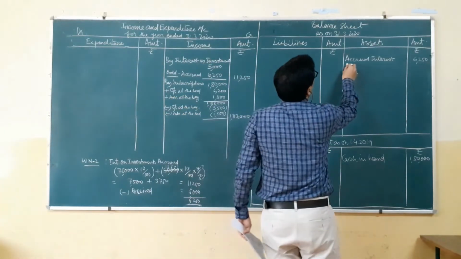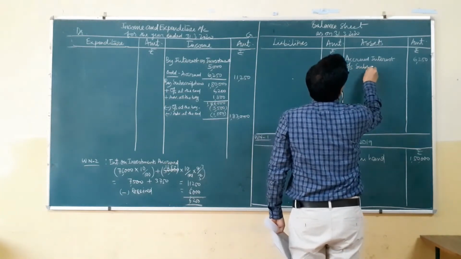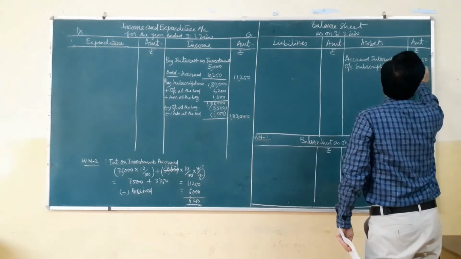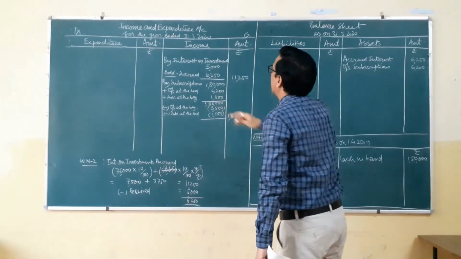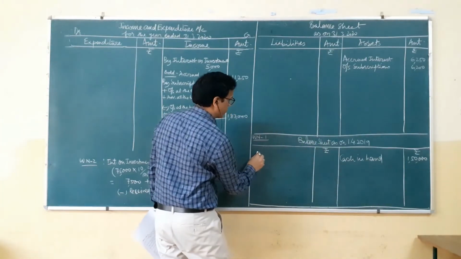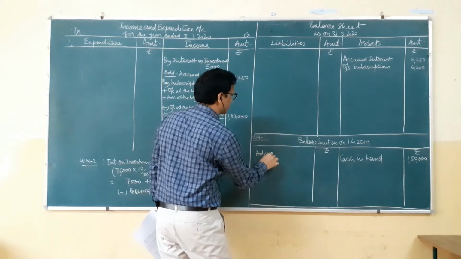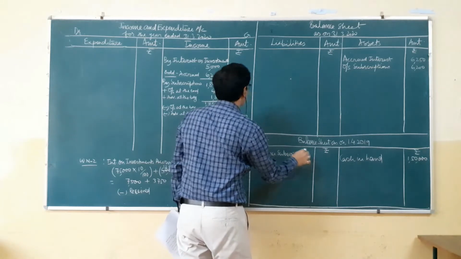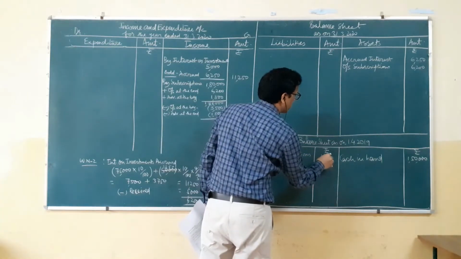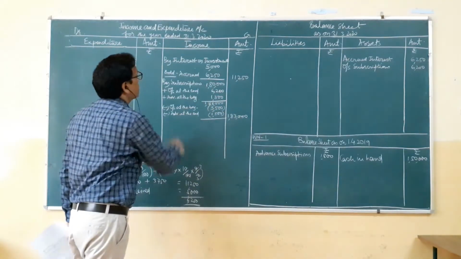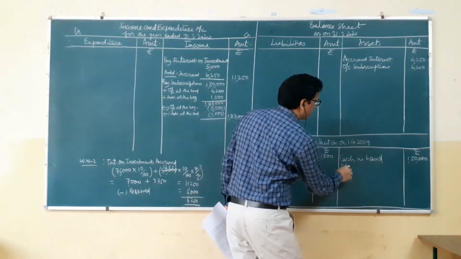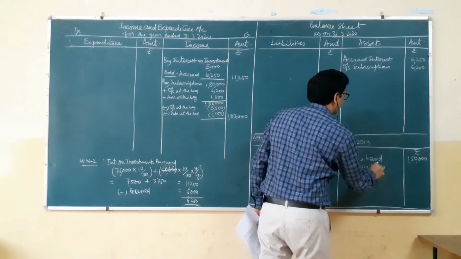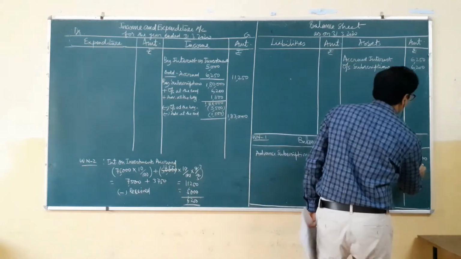Outstanding subscription at the end is our asset. So we write here outstanding subscription. It is 6,200. And advance at the beginning is our liability. So we write here advance subscription. Opening balance sheet at the beginning will go in the opening balance sheet 1,800. Then outstanding at the beginning, this is our asset. Here we write outstanding subscription. This is 3,500.